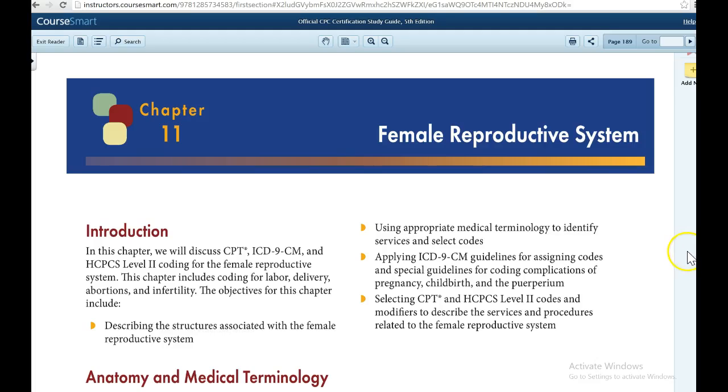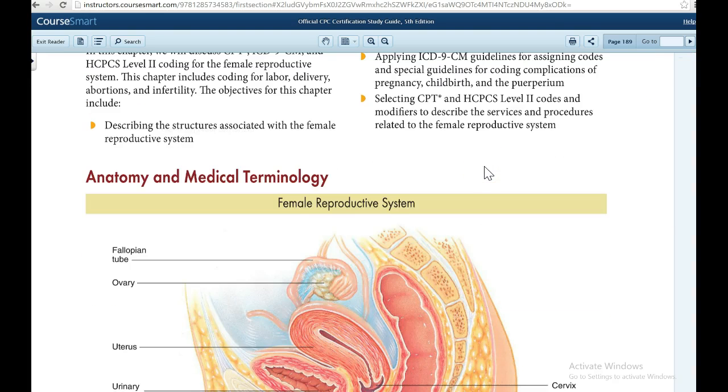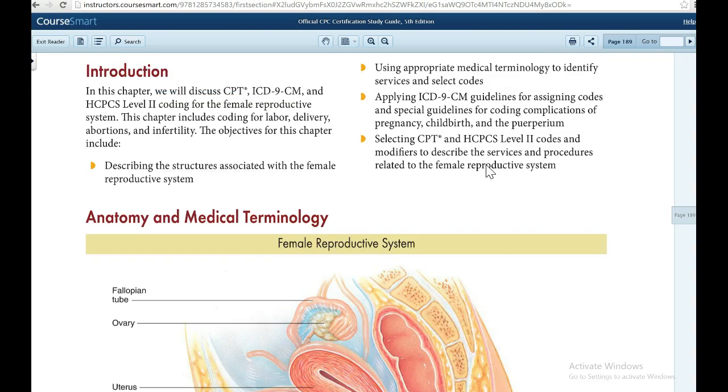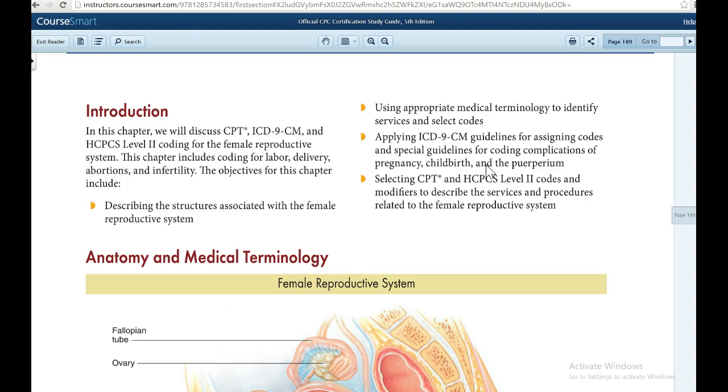All right, you all, we're in chapter 11. This is the female reproductive system. Now, I can't stress enough, I know I've seen this one on a lot of tests. Make sure you know the internal as well as the external genitalia when it comes to the female reproductive system. That will be a biggie. I've seen it on several tests.